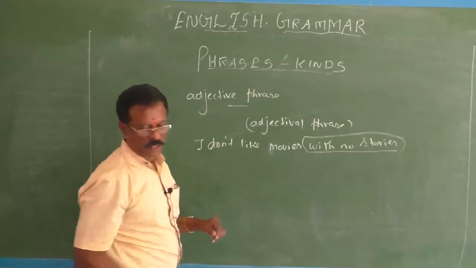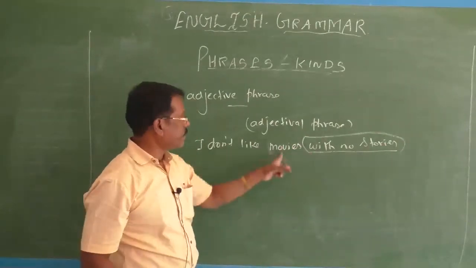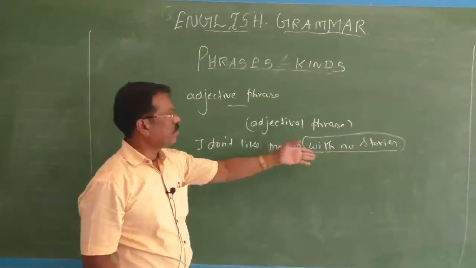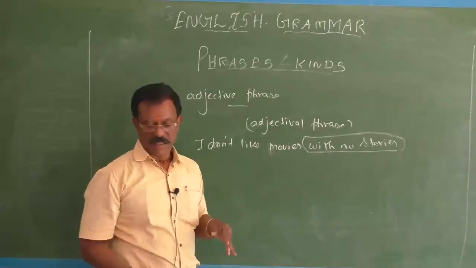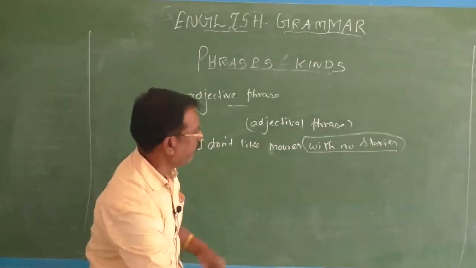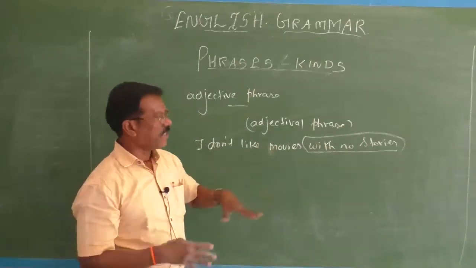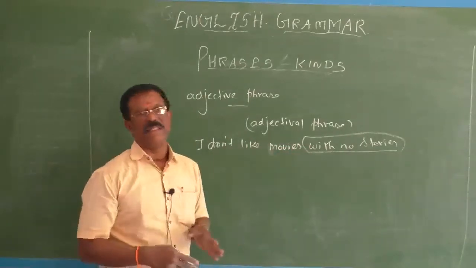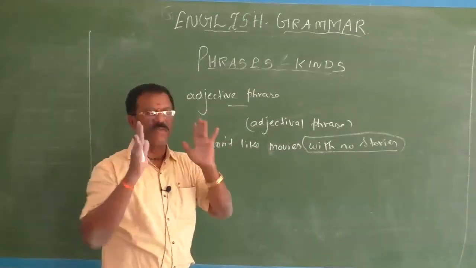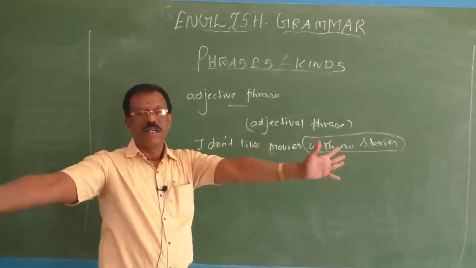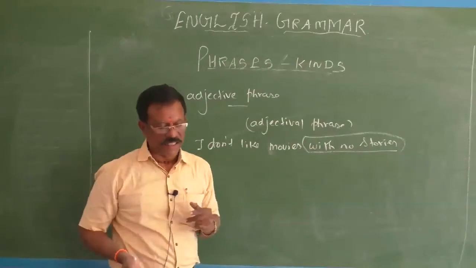This is an adjectival phrase. Here it starts with a preposition. It describes the movies. Here, with no stories, we don't have any adjective. Do you have any adjectives in this phrase? Look carefully, children. Here we have no adjective. But it is an adjective phrase because it modifies the noun movies. So sometimes you may have this type of adjective phrase where you don't have any adjective and it may start with a preposition, then it is called an adjectival phrase.